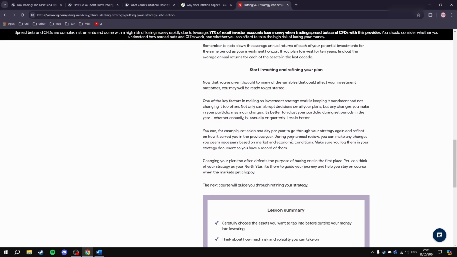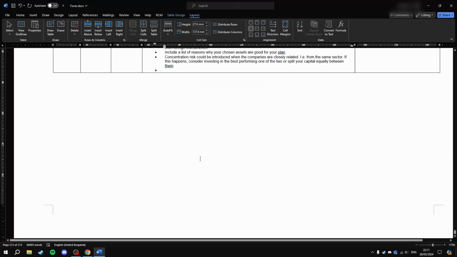Remember to note down the average annual returns of each of your potential investments for the same period as your investment horizon. If you plan to invest for 10 years, find out the average annual returns for each of the assets in the last decade.